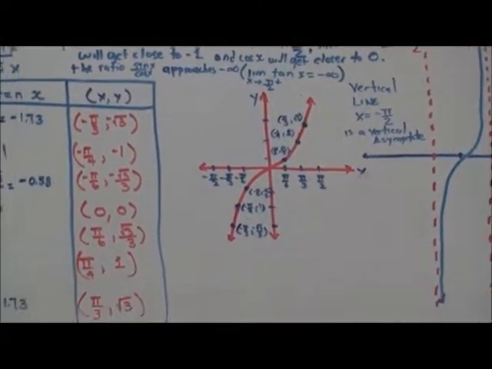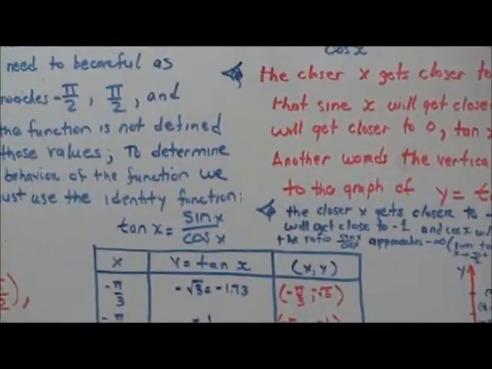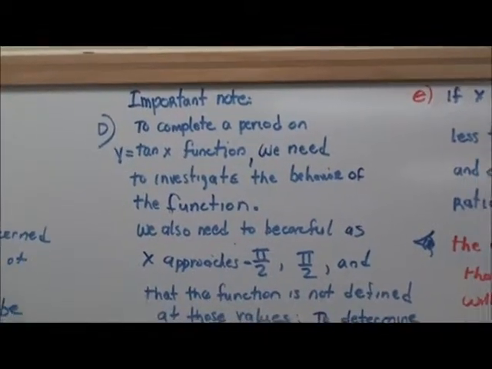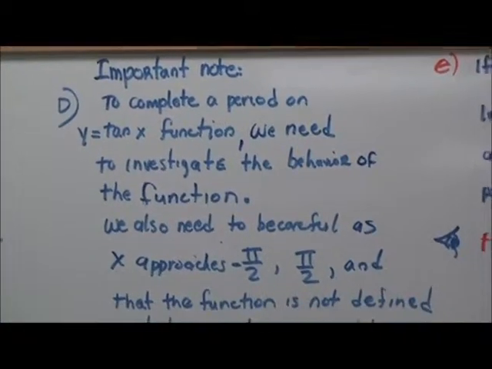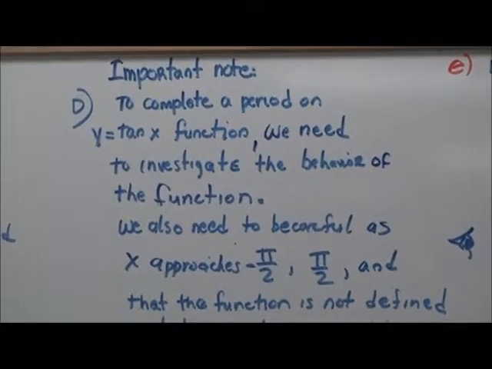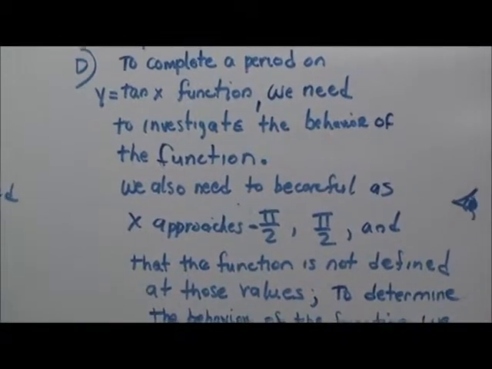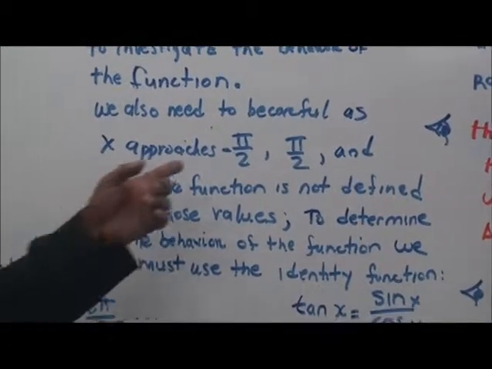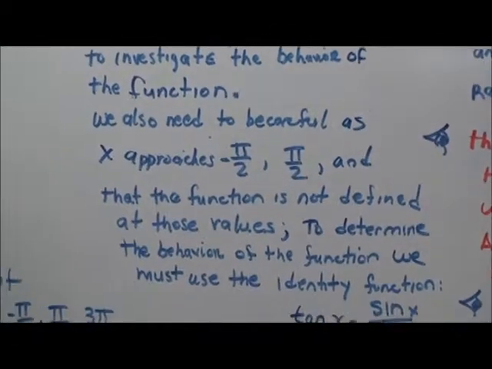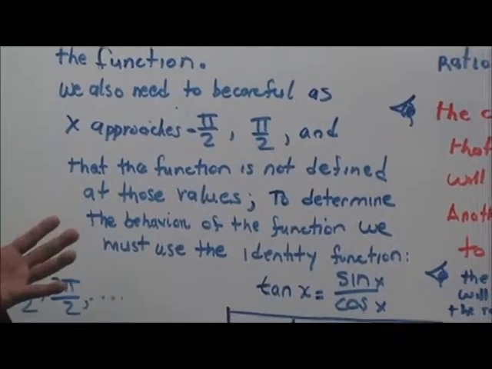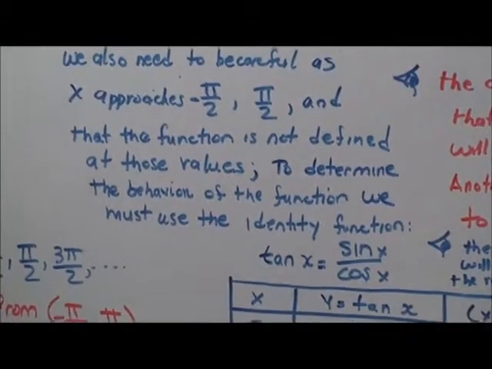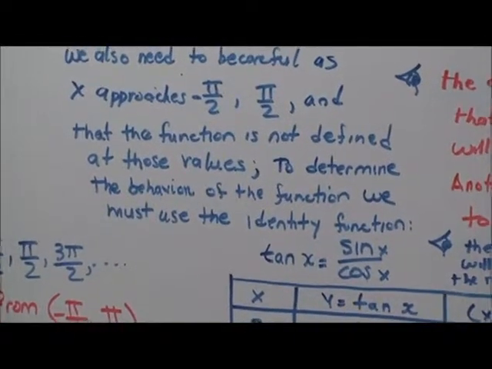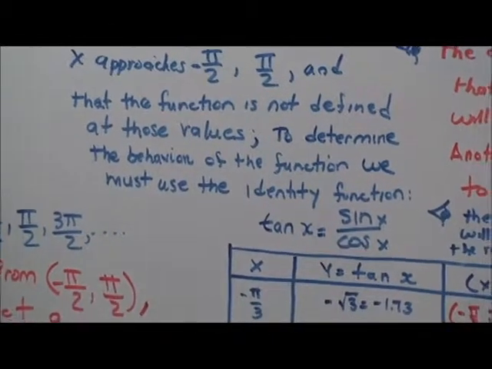Now let's talk about an important note. To complete a period of the tangent function, we need to investigate the behavior of the function. However, we also need to be careful, because as x approaches negative pi over 2 and pi over 2, the function is not defined at those values. To determine the behavior of the function, we must use the identity.